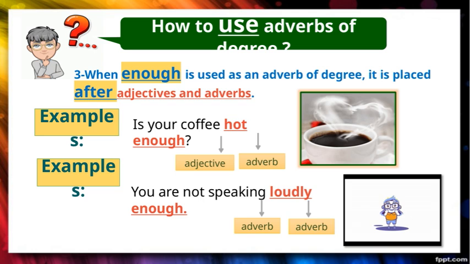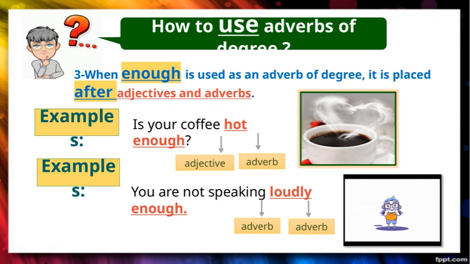Moving on, we see that adjectives can also be modified by adverbs. For instance, in the question, is your coffee hot enough? In this case, hot is an adjective describing the coffee, and enough is again acting as an adverb of degree. It's important to remember that when enough is used as an adverb of degree, it always goes after the adjective or adverb it modifies.